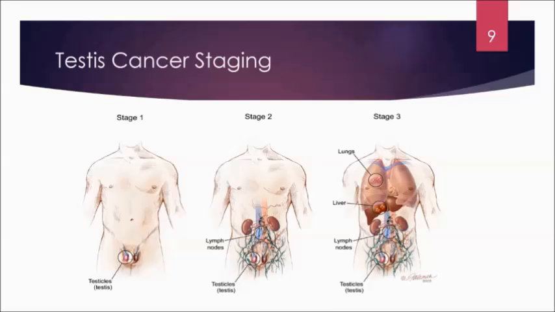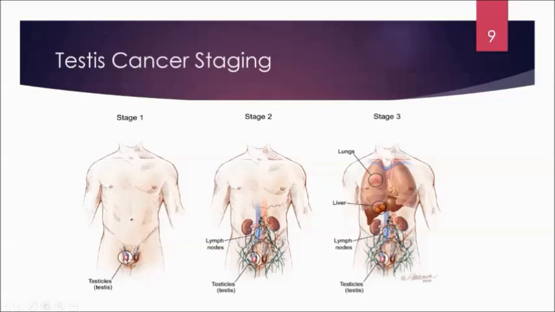All right, so let's move on to the staging. As I mentioned before, stage 1 is a tumor confined to the testis. So it's only in the testis. You remove the tumor and there's nothing else. You do a CT scan of the belly. It's clean. There are no tumors there. You do the tumor markers. The tumor markers are normal. So that means it is stage 1.